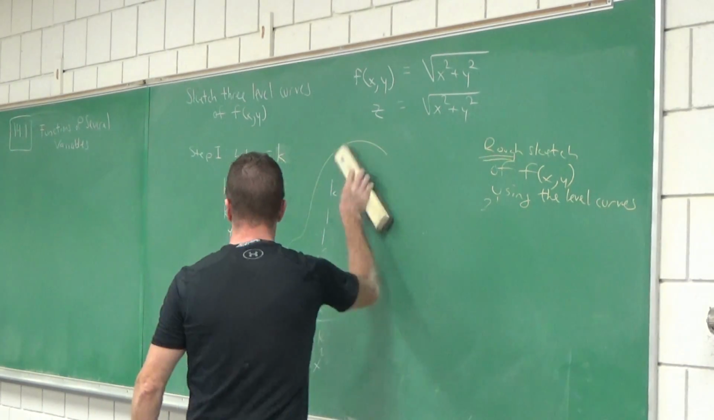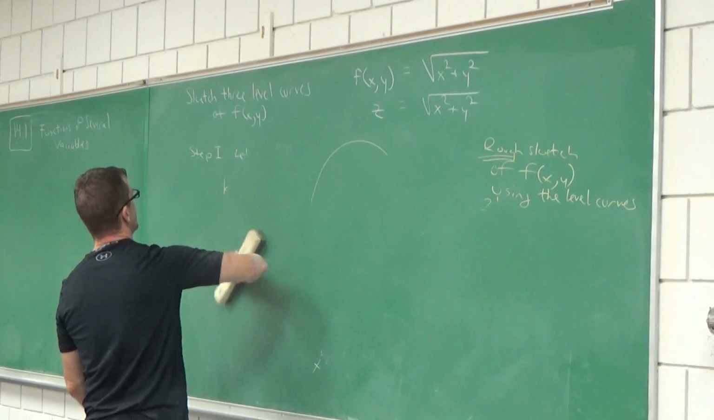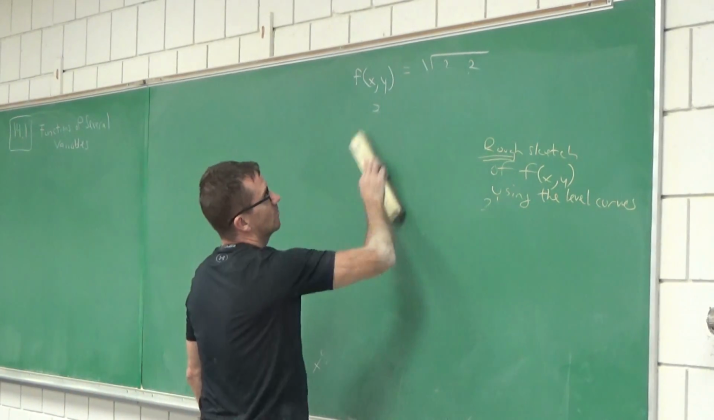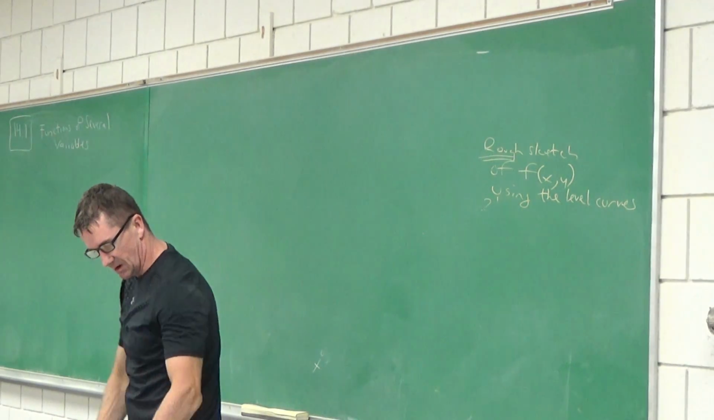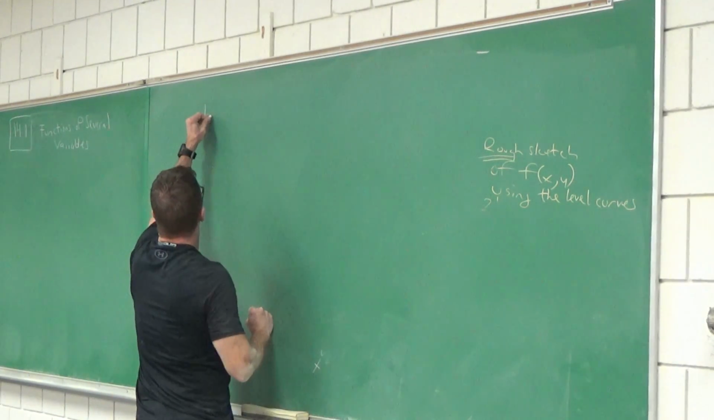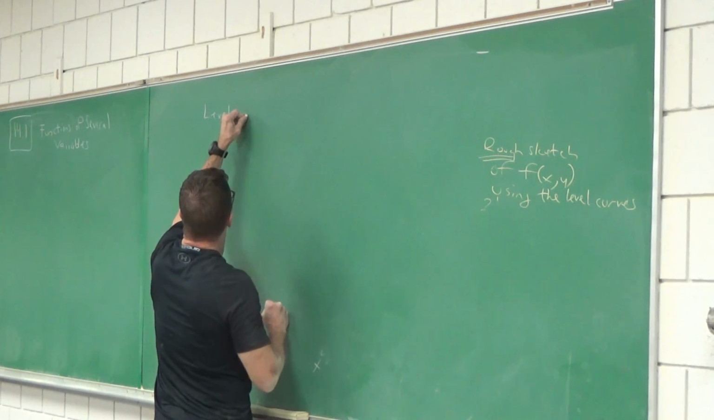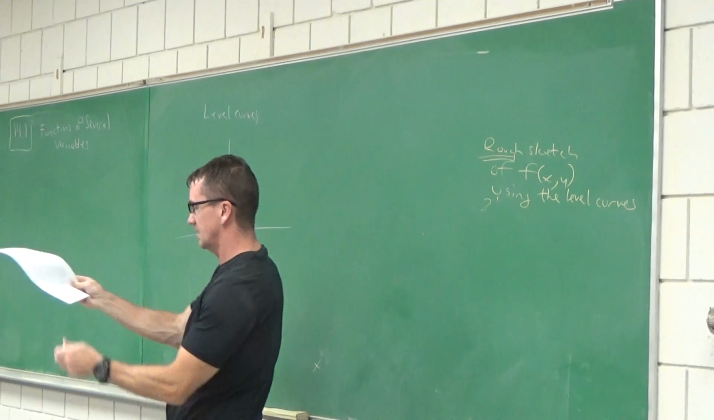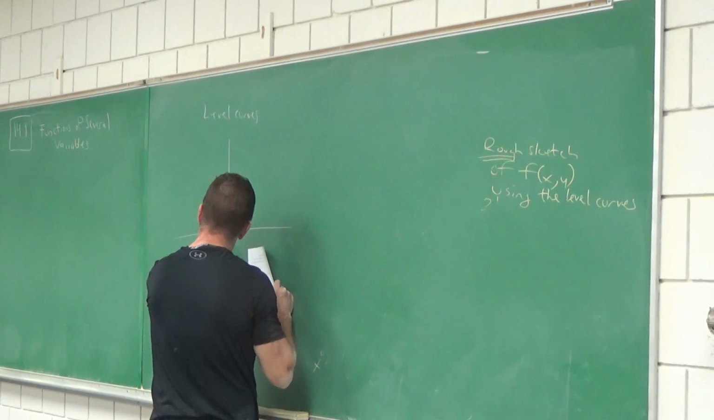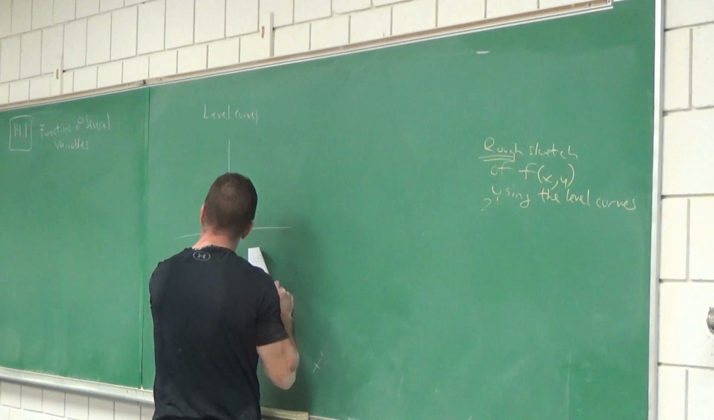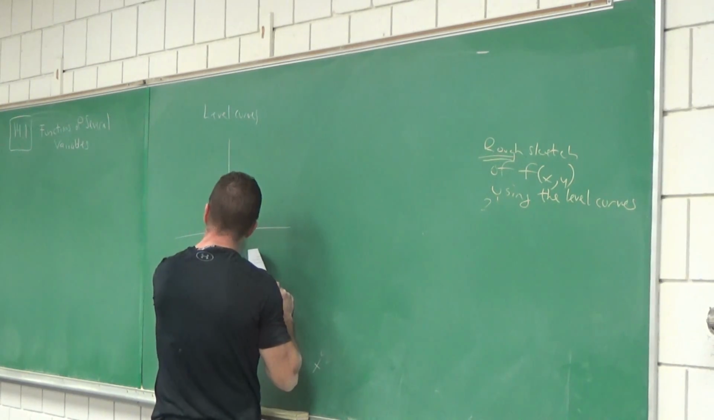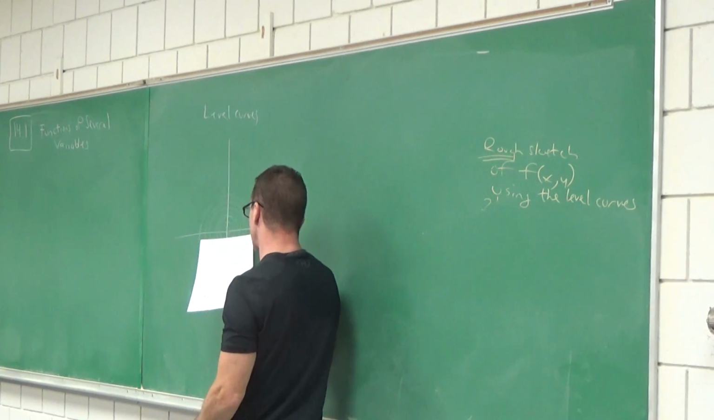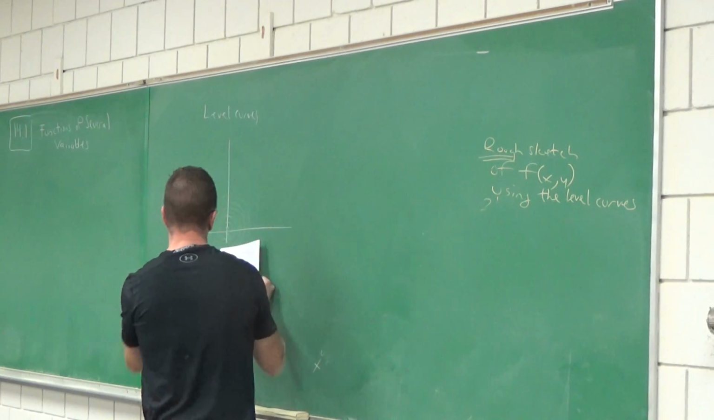I'll erase this. Let's see, the first one. So we won't sketch two level curves. I'll get this out of the way. All right, here come the level curves. Oh, the circles again. When I look at this image here, there's a lot of tight ones here, huh? A lot of circles in here. Then they start widening out.